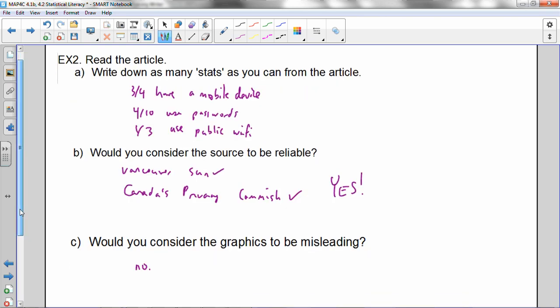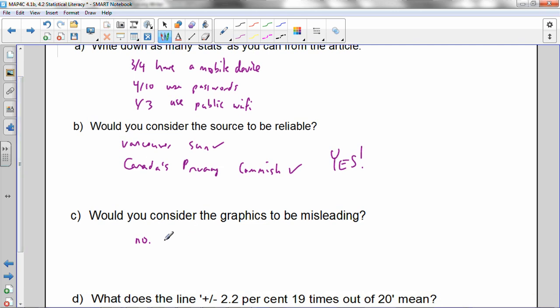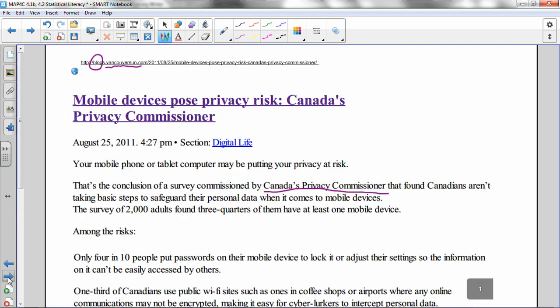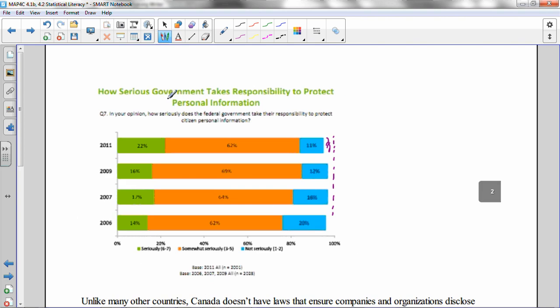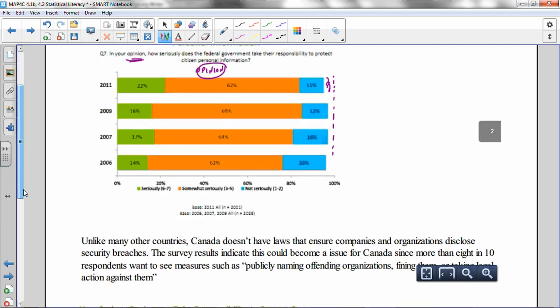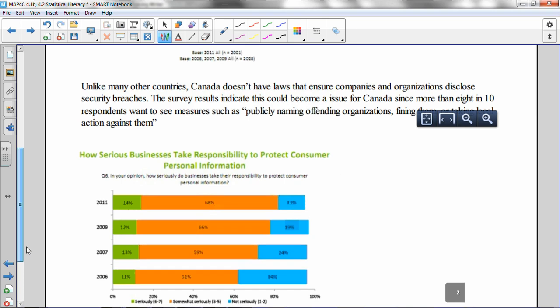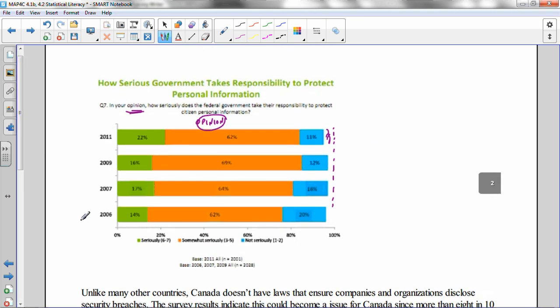The other point that I want to make here is that this graph doesn't mean that the government is or is not taking people's privacy seriously. This is what people think, right? The government could be doing absolutely nothing, or it could be doing everything in the world, and we still might get the same opinions. This is opinions of people. This isn't what's actually going on in the world. This is just what people think.